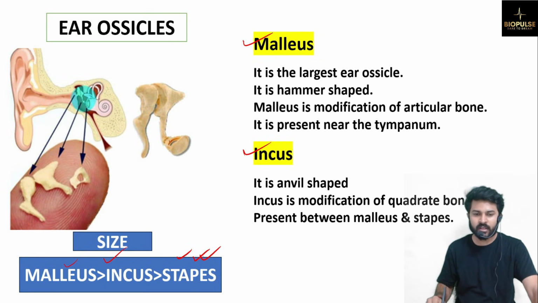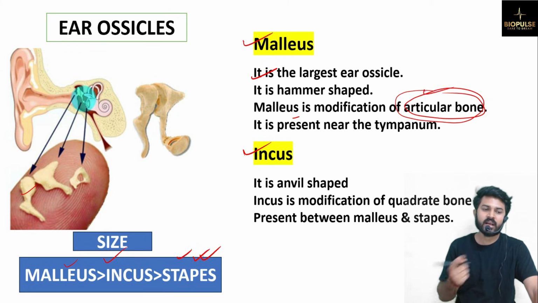As I have already told you, the malleus is the largest ear ossicle, and they can ask what the shape of the malleus is. You can see here it is hammer shaped. Then they can ask which bone the malleus is a modification of. Just remember, it is the modification of the articular bone. And where is it present? It will be present near the tympanum.